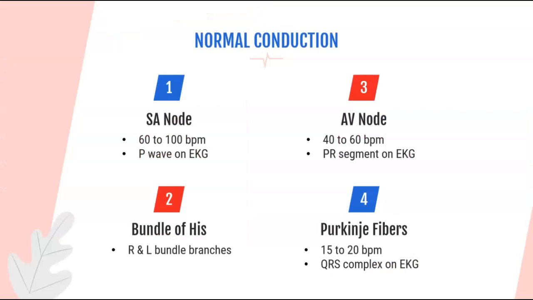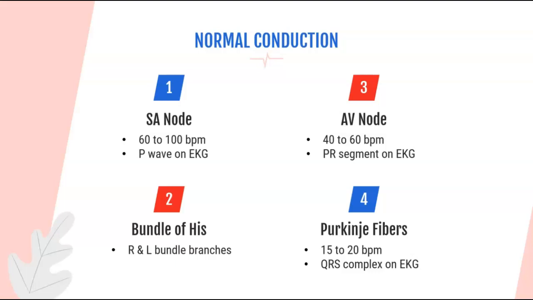Normal conduction of the heart starts with an impulse to stimulate the cardiac muscle to contract. It follows the pattern of SA node to AV node to bundle of His to Purkinje fibers. The SA node is the heart's primary pacemaker. It generates impulses at a rate of 60 to 100 beats per minute. The impulses from the sinus node move through the atrial muscle and lead to atrial depolarization or contraction, which is reflected as the P wave on an EKG tracing.